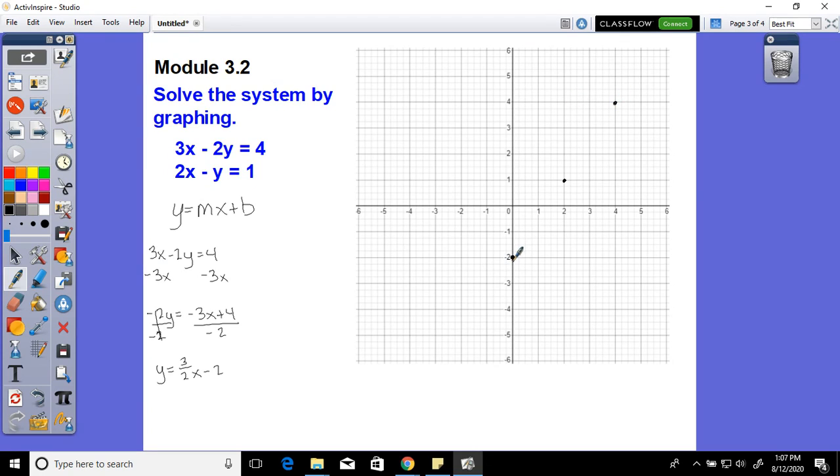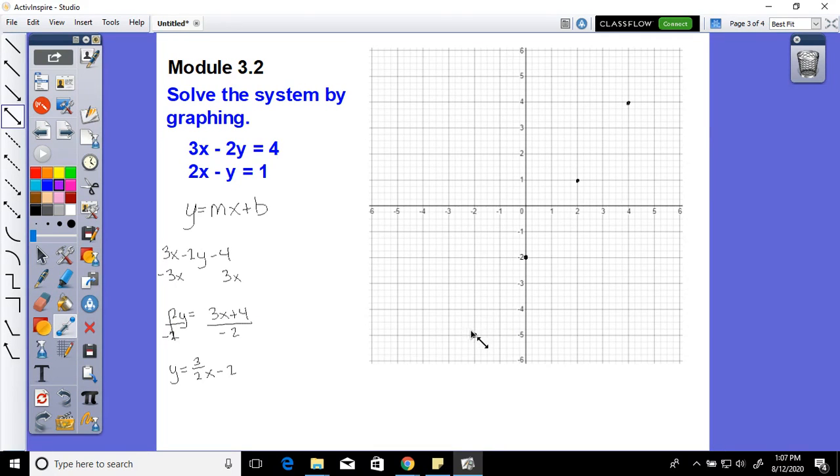You can also go in the opposite direction. 1, 2, 3, and then to the left 2. So there are my points. Let's draw a line. Okay, so here's my line. All right, so there's my first graph of the system.